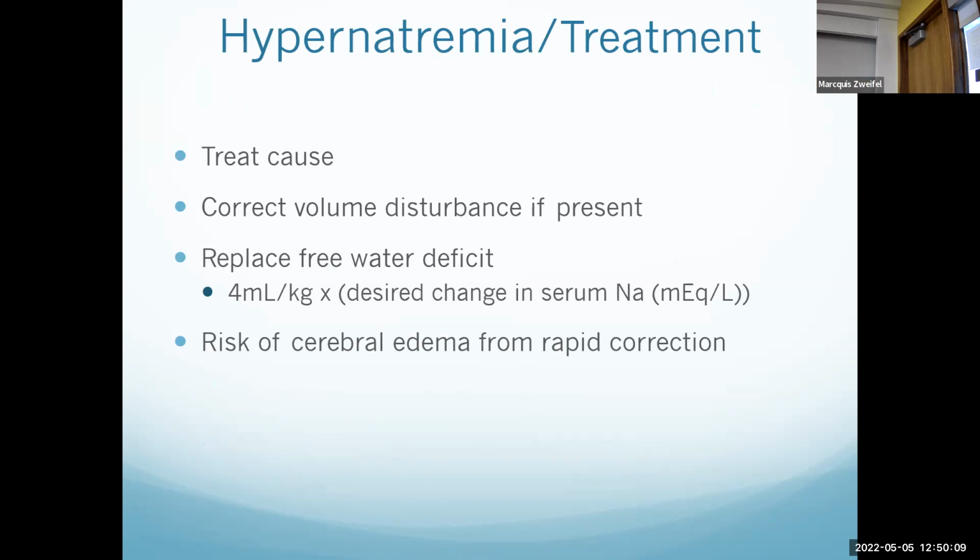Correct volume disturbance if present. Replace free water deficit, 4 ml per kilogram times the desired change in serum sodium. I'll talk about that in a second. Risk of cerebral edema from rapid correction. Also here, you do not want to rapidly correct, okay?